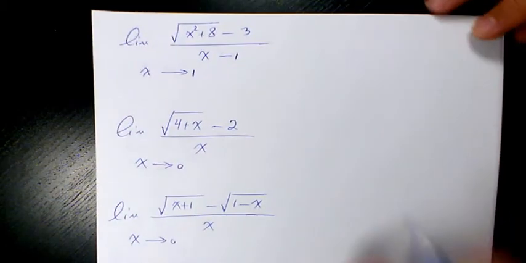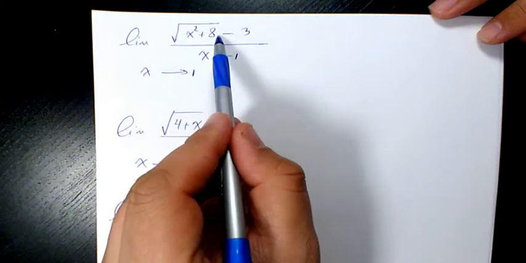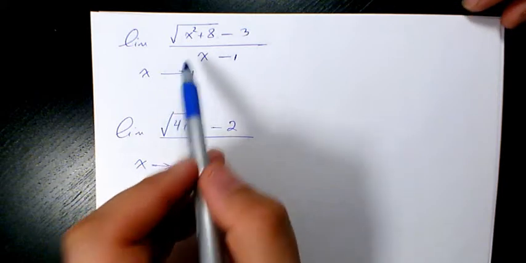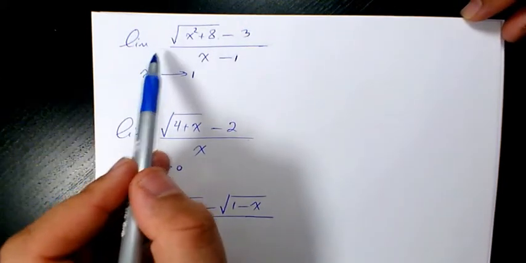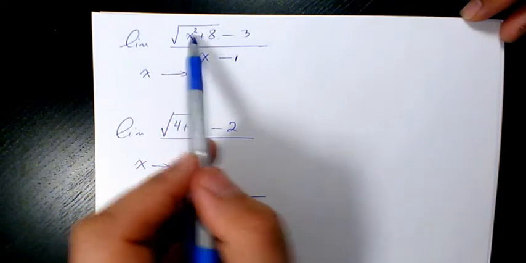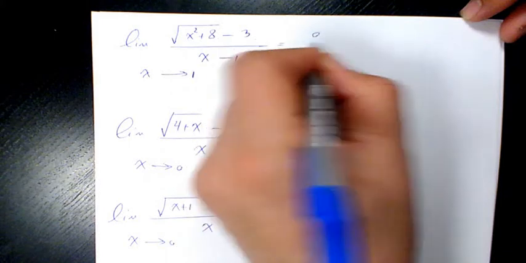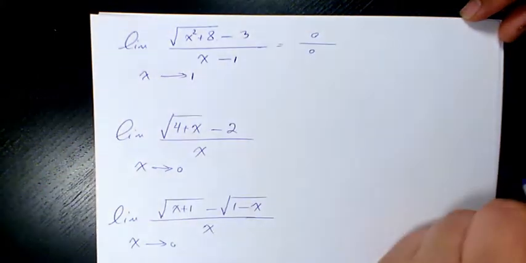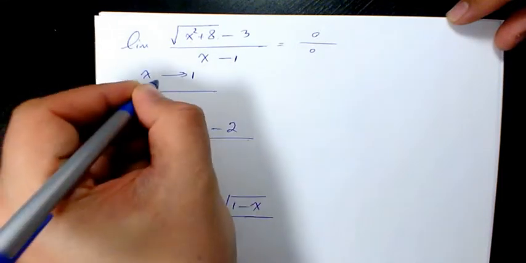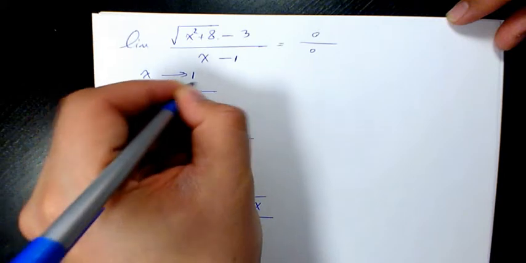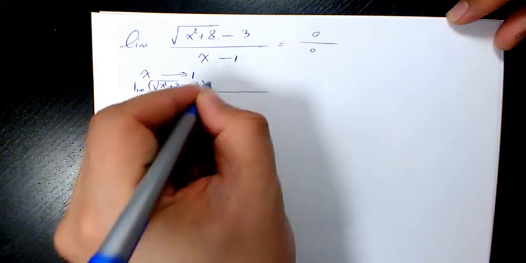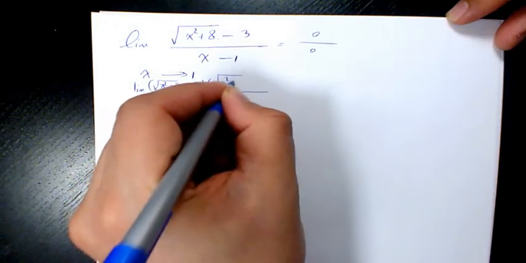Next one is limit of square root of x squared plus 8 minus 3 over x minus 1 when x approaches 1. Again, you sub in 1. 1 plus 8 is going to be 9, which is going to be 3. 3 minus 3 is going to be 0 over 0. Then you need to do the rationalizing. So it's going to be limit of square root of x squared plus 8 minus 3 over x minus 1, times both of them by the conjugate of the numerator.